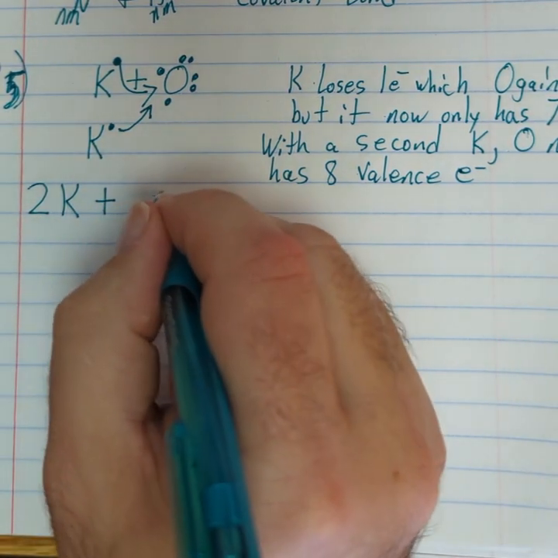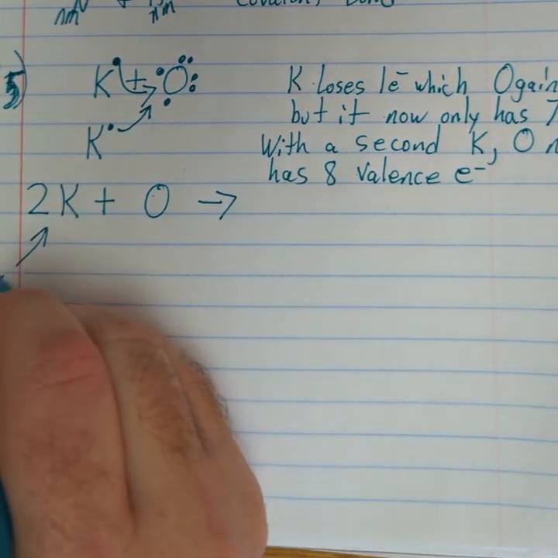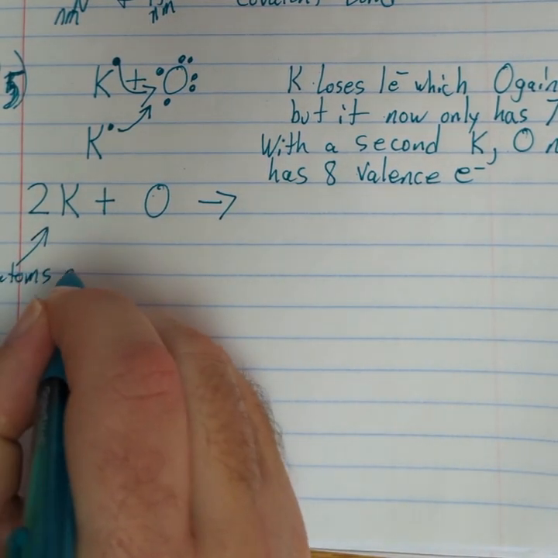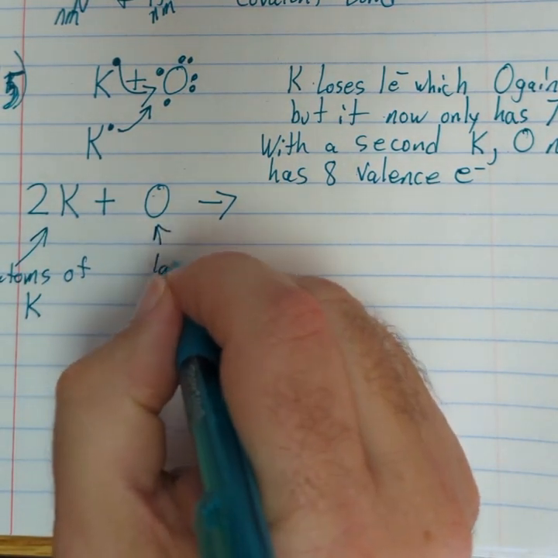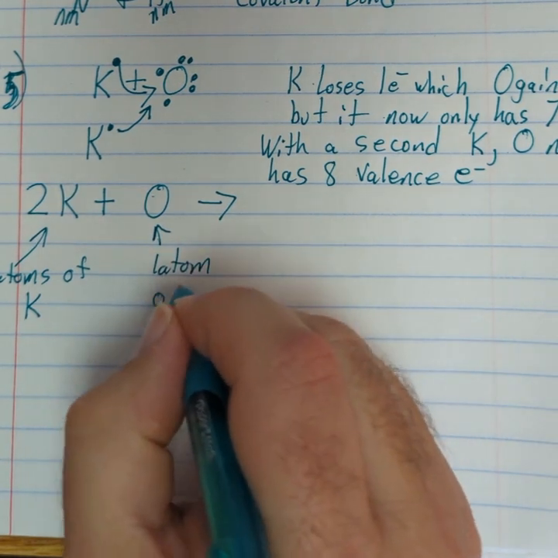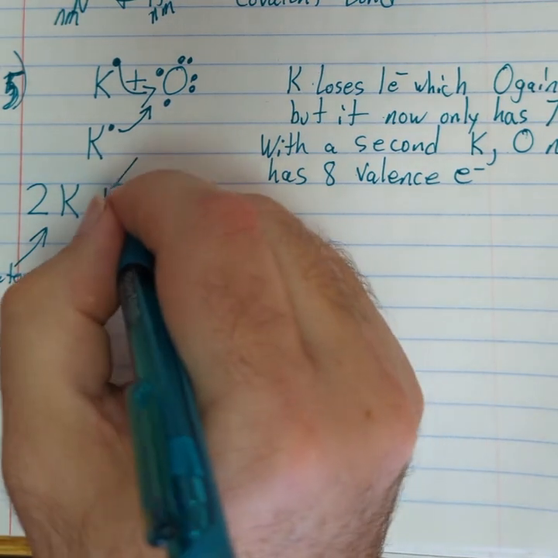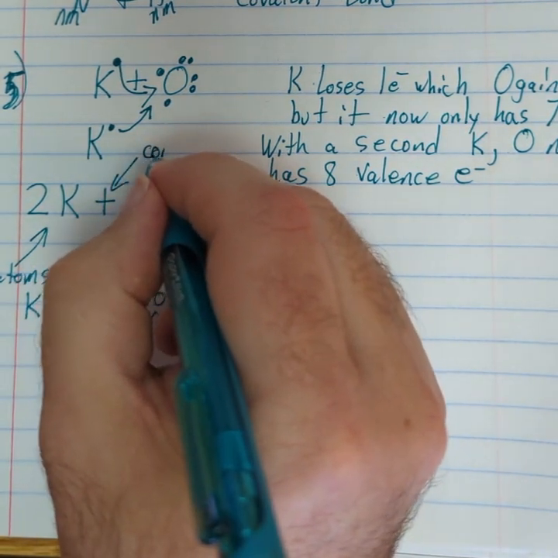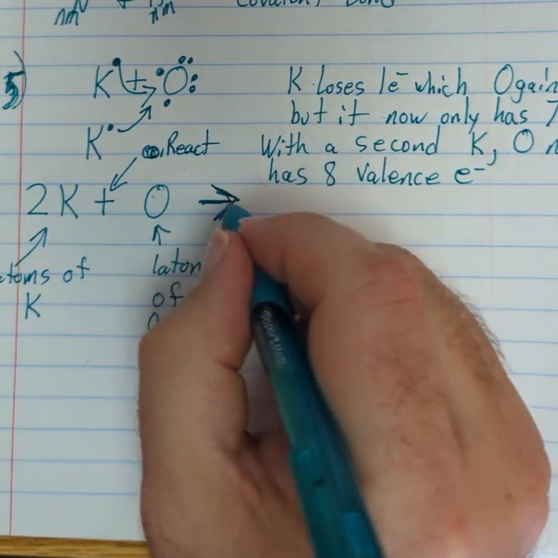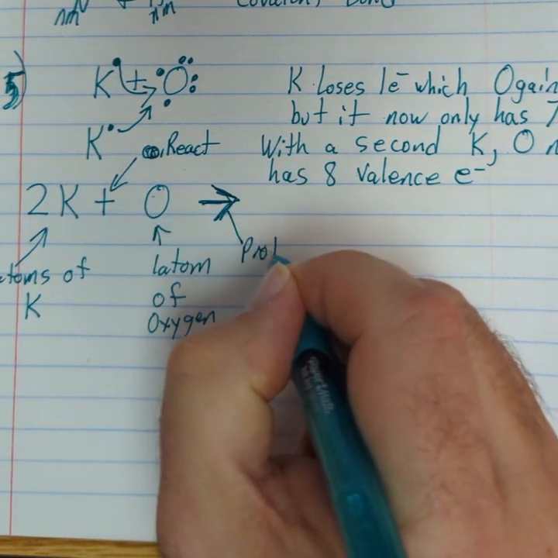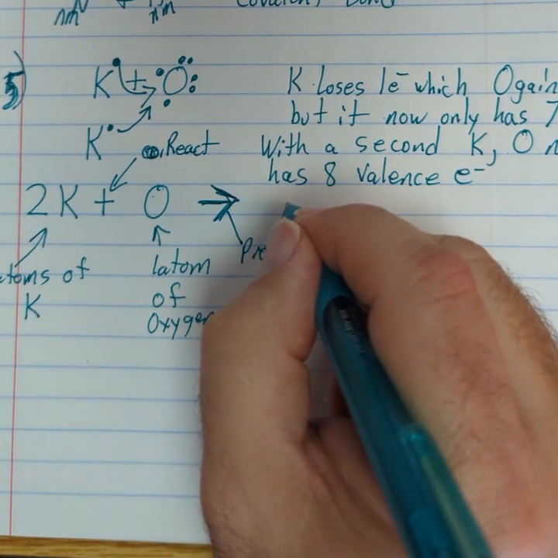Alright, so what this means is we have 2 atoms of potassium. We have 1 atom of oxygen. The plus sign means that they are going to react with each other in a chemical reaction. The arrow means to produce or to yield. So it's basically what is produced by the reaction.